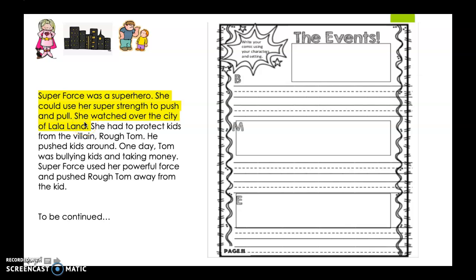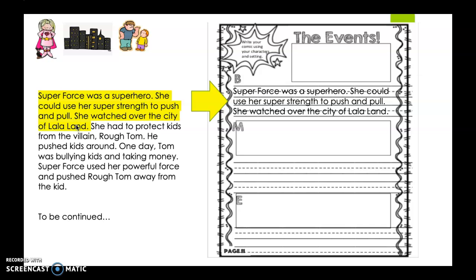So when you write your paper, you're going to tell about your character, their superpower, and the city, or the setting, sorry. And then we put it right here. So notice I took my character and my setting sentences, and I wrote them right here for the beginning. And then right here, I could draw a picture too. So you are going to write about your character and setting here. So for the beginning, Superforce was a superhero. She could use her super strength to push and pull. She watched over the city of La La Land.